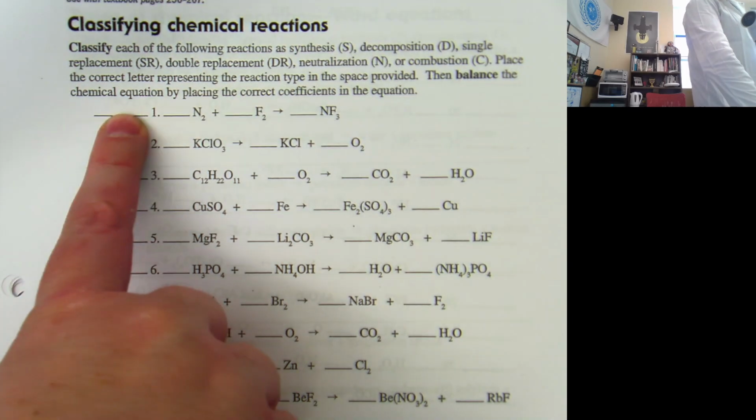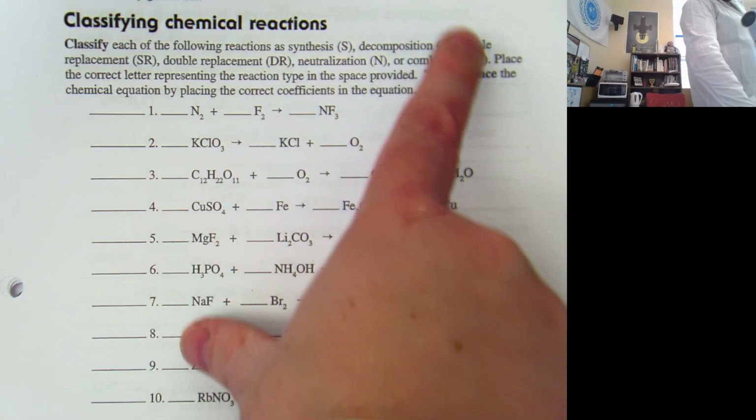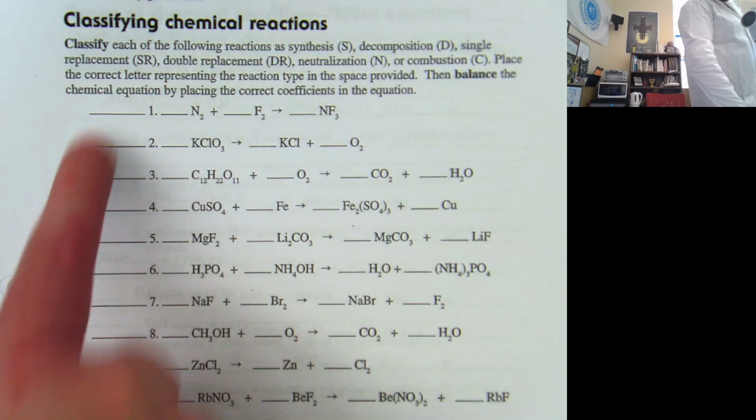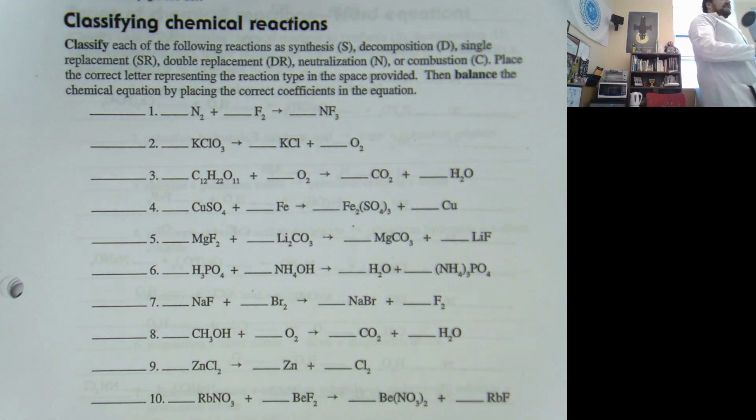All you have to do is put the letters S, D, SR, DR, N, or C, depending on the type of reaction. Synthesis is two singletons that create a single compound. A decomposition is one thing that breaks into multiple. A single replacement is an element and a compound where they swap. A double replacement is two compounds where the swapping happens. A neutralization is obviously an acid and a base. And a combustion is any organic plus oxygen creates CO2 and H2O.